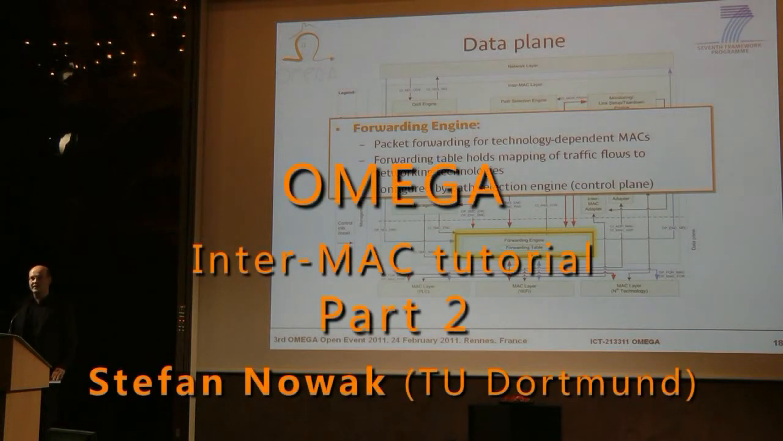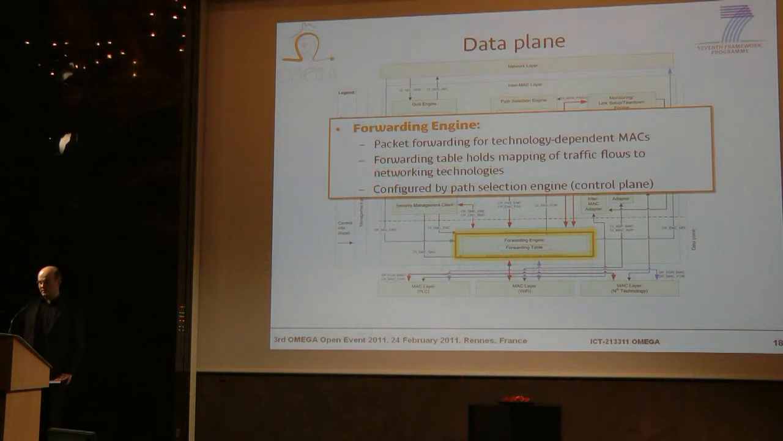So let's have a detailed look into the data plane. There's the forwarding engine, and this forwarding engine is responsible for packet forwarding for technology-dependent MAC layers. There's a forwarding table which holds a mapping of traffic flows to certain networking technologies. And this forwarding table is configured by the path selection engine.